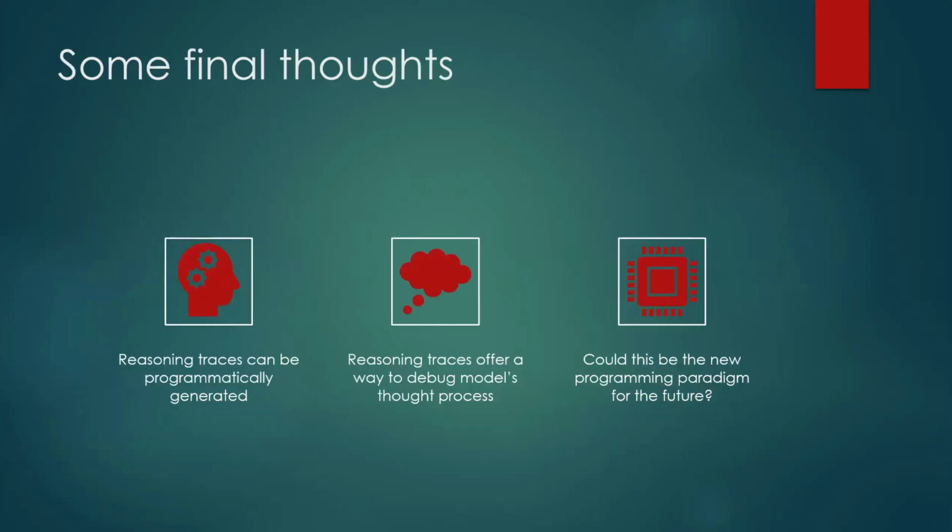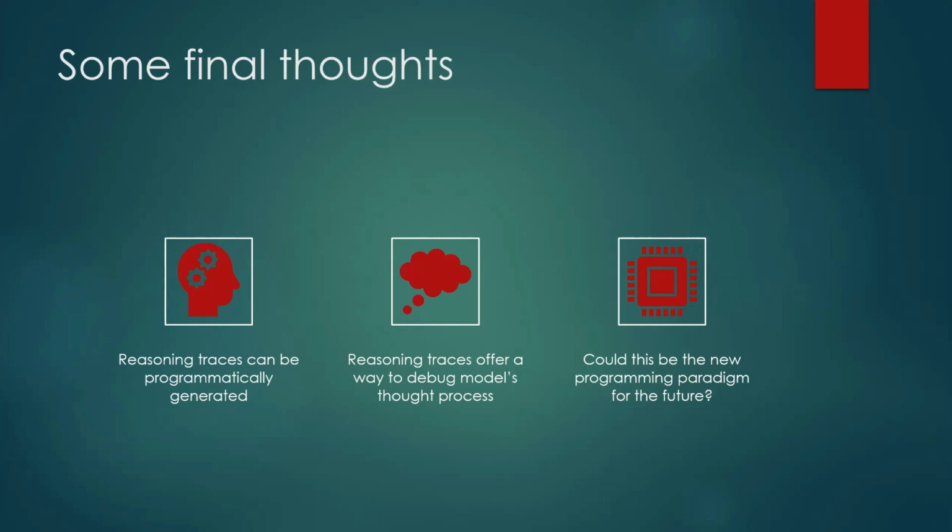So, some final thoughts. I've been in the industry a while, so I had this idea: reasoning traces can be programmatically generated. If you think about it, they can come from application logic, standard operating procedures, or existing data. And the other thing is, how many times have you asked a model a question and got it completely wrong and didn't know why? Reasoning traces offer a way to debug a model's thought process.